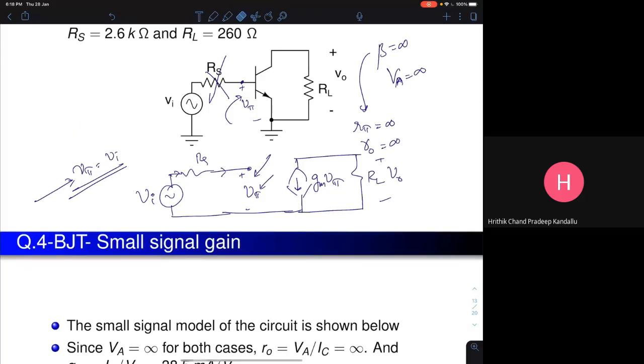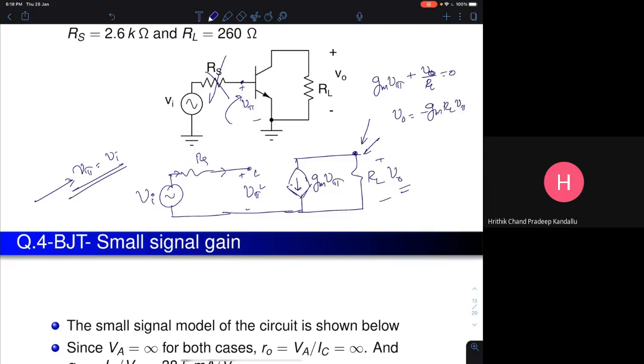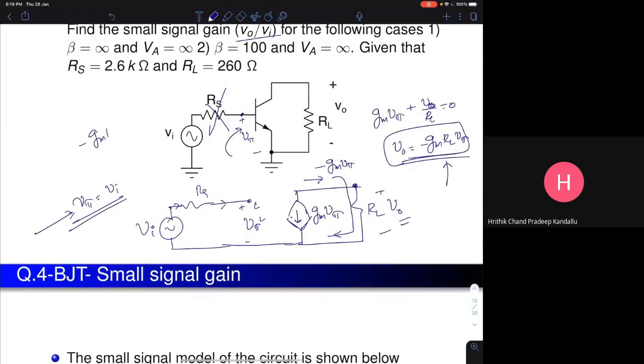So if Vin equals V pi, then you can directly write the value of V naught. Of course you can use KCL, Kirchhoff's current law, at this node and write it this way: GM V pi plus V naught by RL equals 0. So your V naught will be equal to minus GM RL into V pi. But it will be easier if you can visualize it as a current flowing. You can visualize this as a current of value minus GM V pi flowing in this direction. Then this current is going to flow into the resistor and create a voltage drop which is equal to minus GM RL into V pi. So the voltage gain in the first case is minus GM into RL.